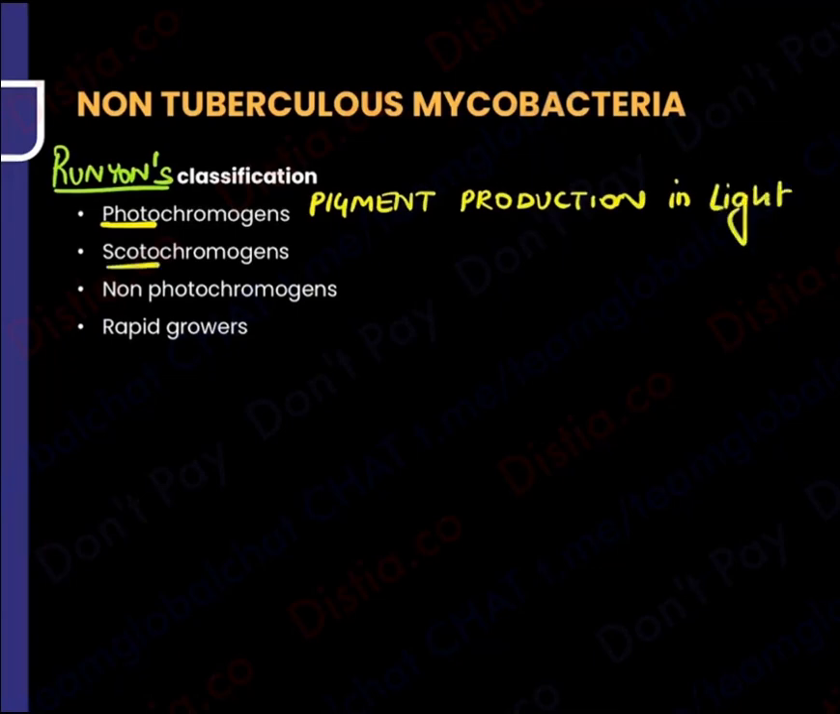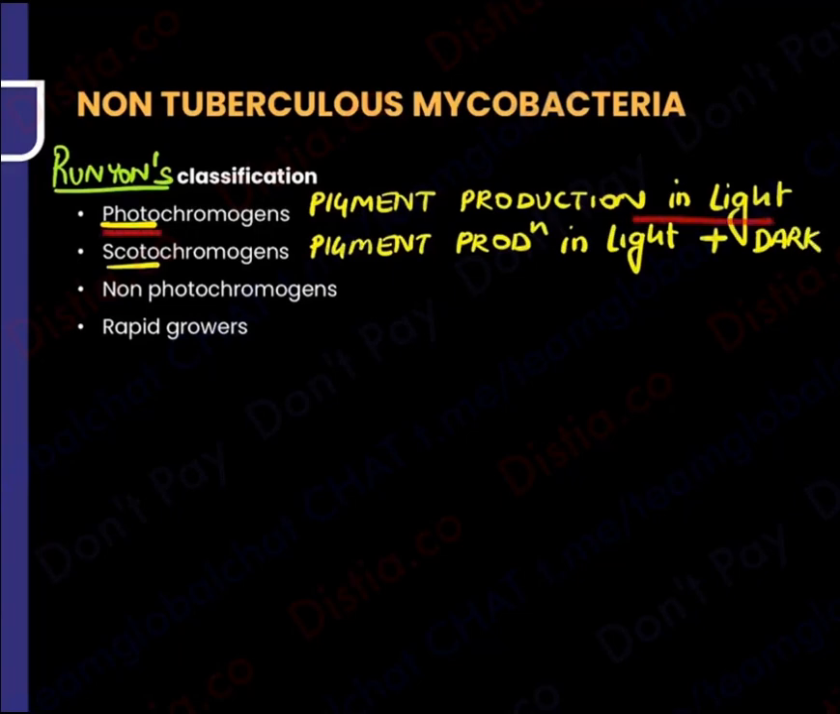Scoto obviously means dark. Now this is where the students don't read carefully. Pigment production still occurs in the light and the dark. So some people feel it is only in the dark. No. Photochromogens means only in the light, but scotochromogens means in the dark and the light. Non-photochromogens basically means that there is no pigment production that is going to occur.